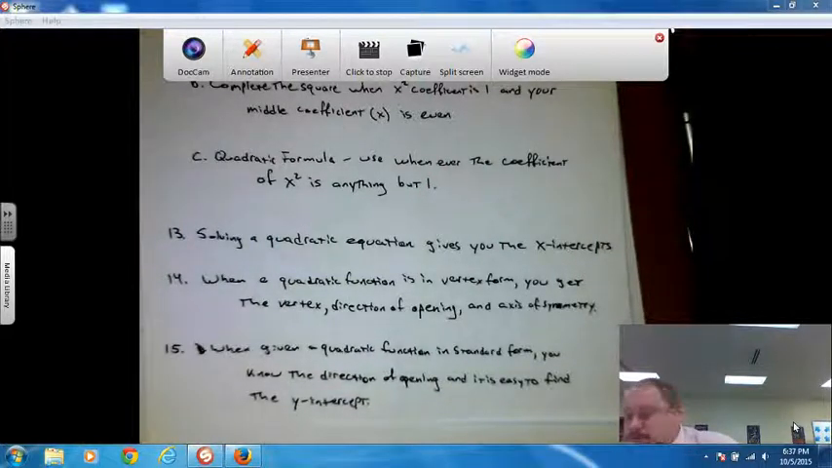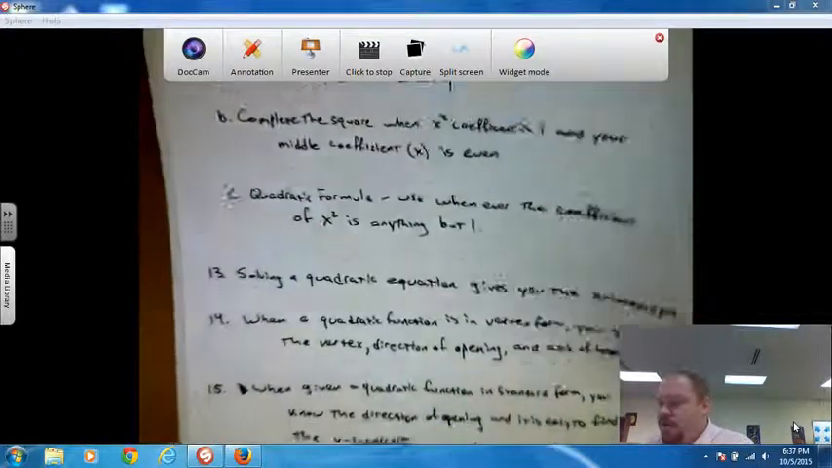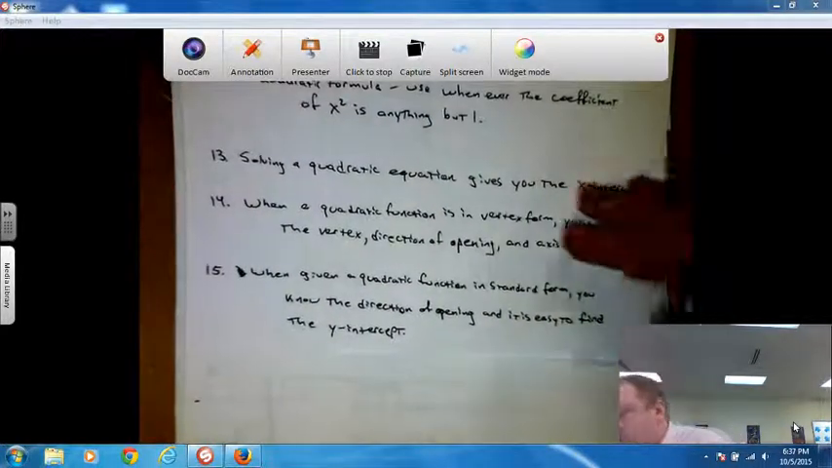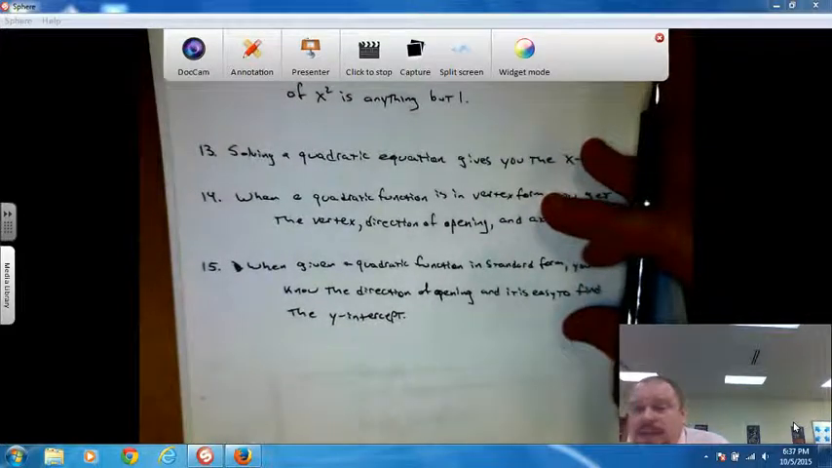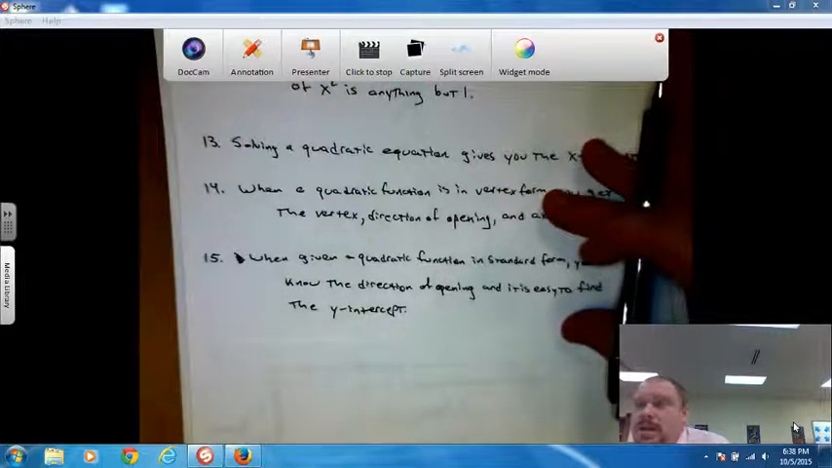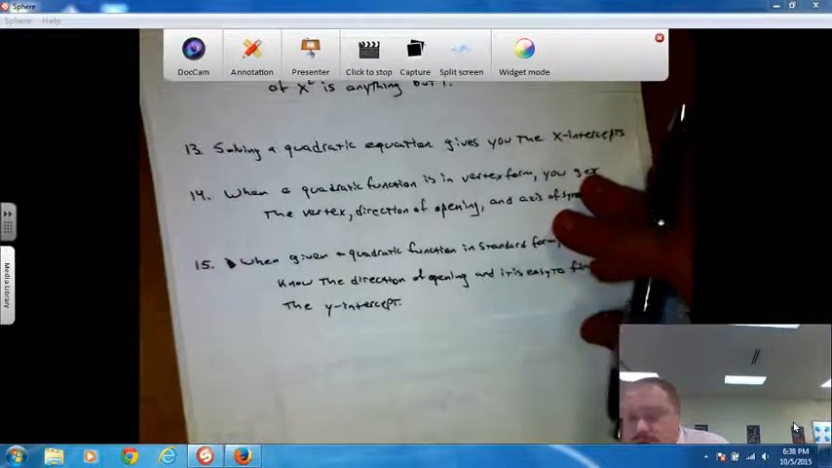Okay, so the next set of questions gives us the focus and directrix, and they want us to find the equation of the quadratic function in vertex form. So, remember that equation is 1 over 4c parentheses x minus h squared plus k. So that's how it's going to look.